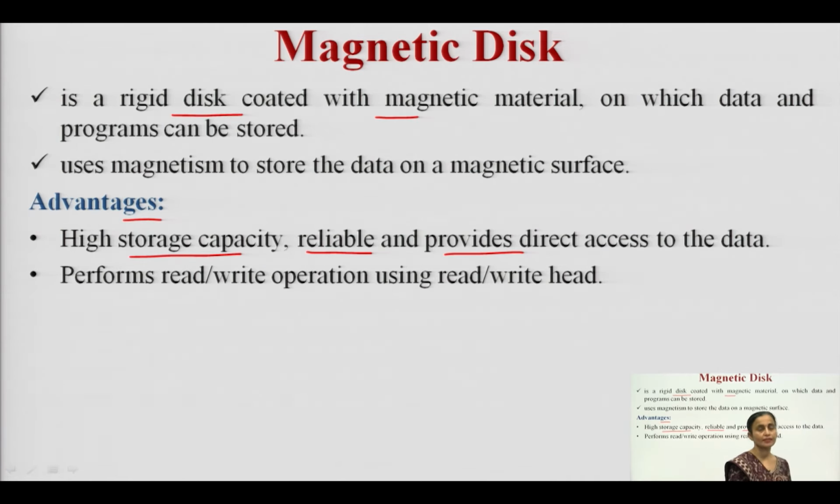This direct access is very important. We can go to any address location directly rather than moving from the start. Then the second advantage is that we can perform both read and write operations by using the read and write head.